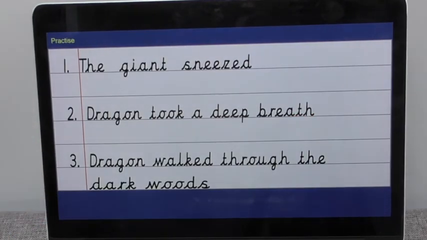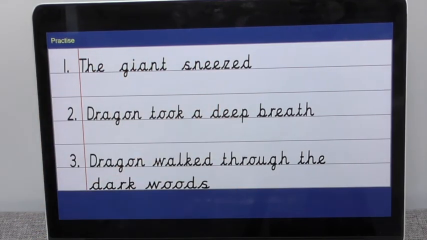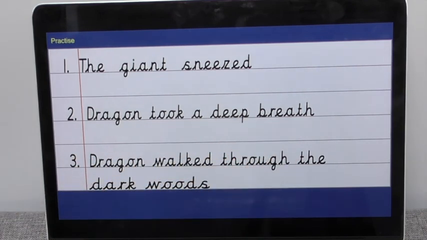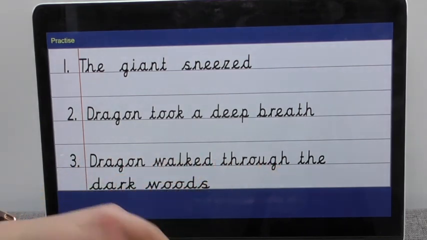So we've got 3 sentences here that we want you to use and with to add additional information. So we've got the giant sneezed and. With your child, can you practice what that sentence will sound like? The giant sneezed and. Number 2, dragon took a deep breath and. What happened? And number 3, dragon walked through the dark woods and.